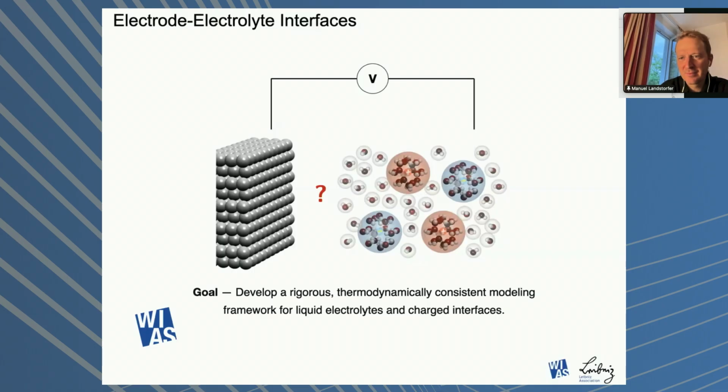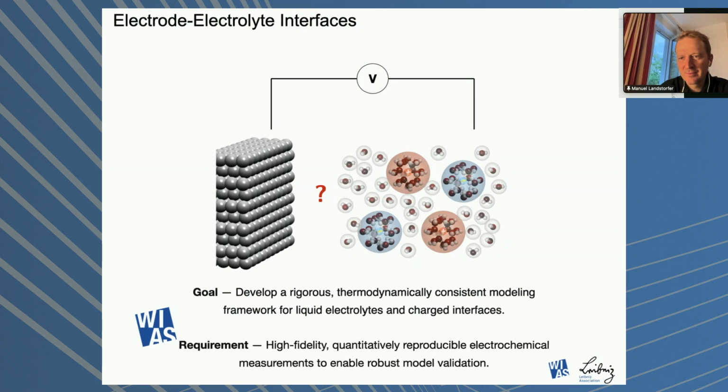So the first question you can ask in electrochemistry is what is happening at electrode-electrolyte interfaces. You consider a single crystal metal electrode and some ultra pure electrolyte. You apply a voltage and you want to know what's going on in between. And this is our first step in this first lecture here, the development of a rigorous thermodynamically consistent model framework for liquid electrolyte and charged interfaces. And we need for this, of course, high fidelity and quantitatively reproducible electrochemical measurements in order to do some robust model validation.